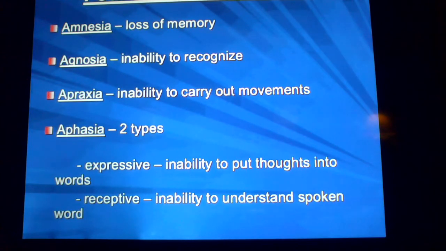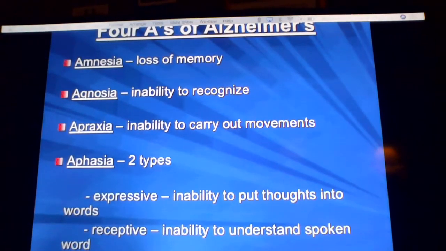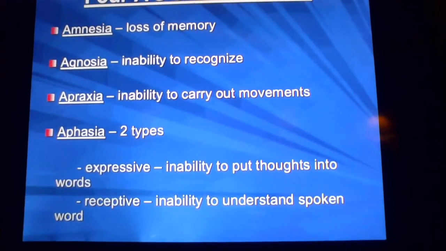Well, the 4 A's of Alzheimer's disease, you can barely see it in the upper screen. Let me see if I can do that. There we go, the 4 A's of Alzheimer's, and probably of all dementia in reality here. Amnesia, which is a loss of memory, which is the primary symptom here. Agnosia, inability to recognize. Apraxia, inability to carry out movements. And aphasia. There are two types of aphasia. Expressive aphasia, an inability to put thoughts into words. Receptive aphasia, an inability to understand the spoken word.